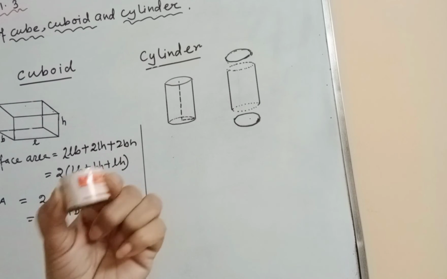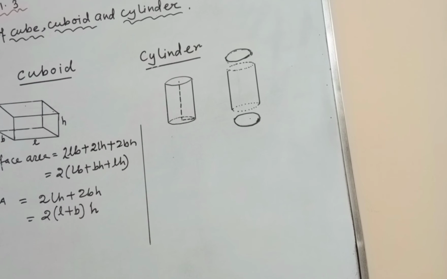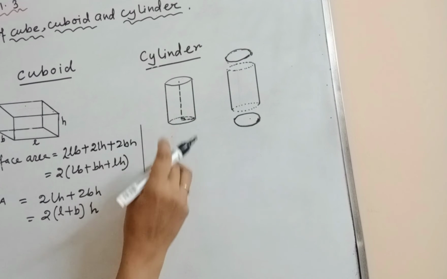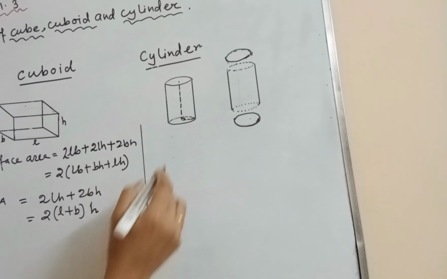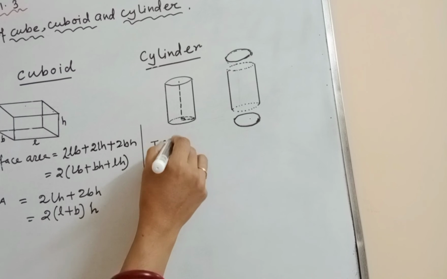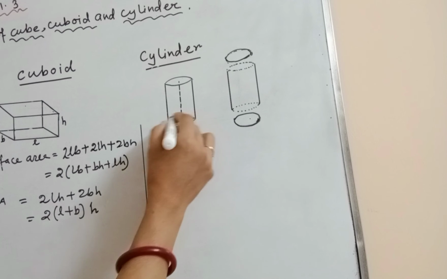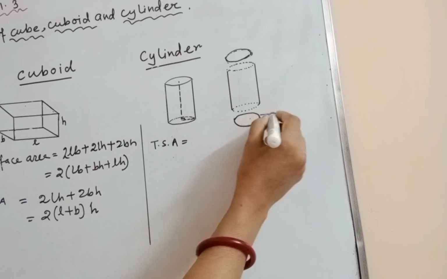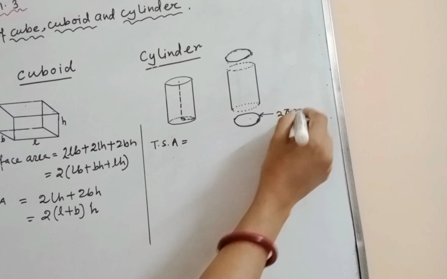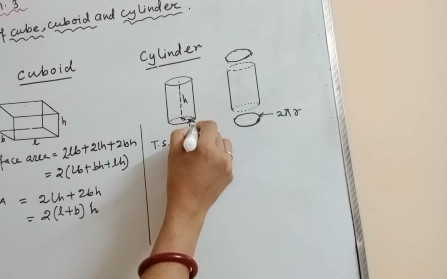And one more thing: when the height and the radius are arranged in a 90-degree position, this is known as a right circular cylinder. Now the total surface area of a cylinder. The circular portion has circumference 2 pi r, the height say h, and the radius, take the radius to be r.